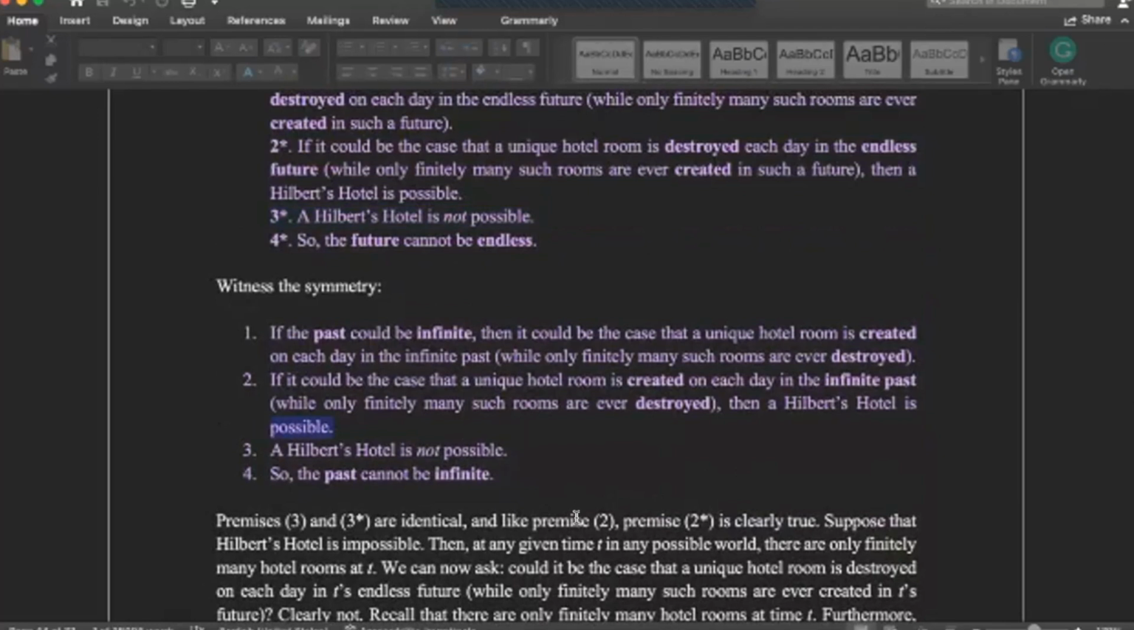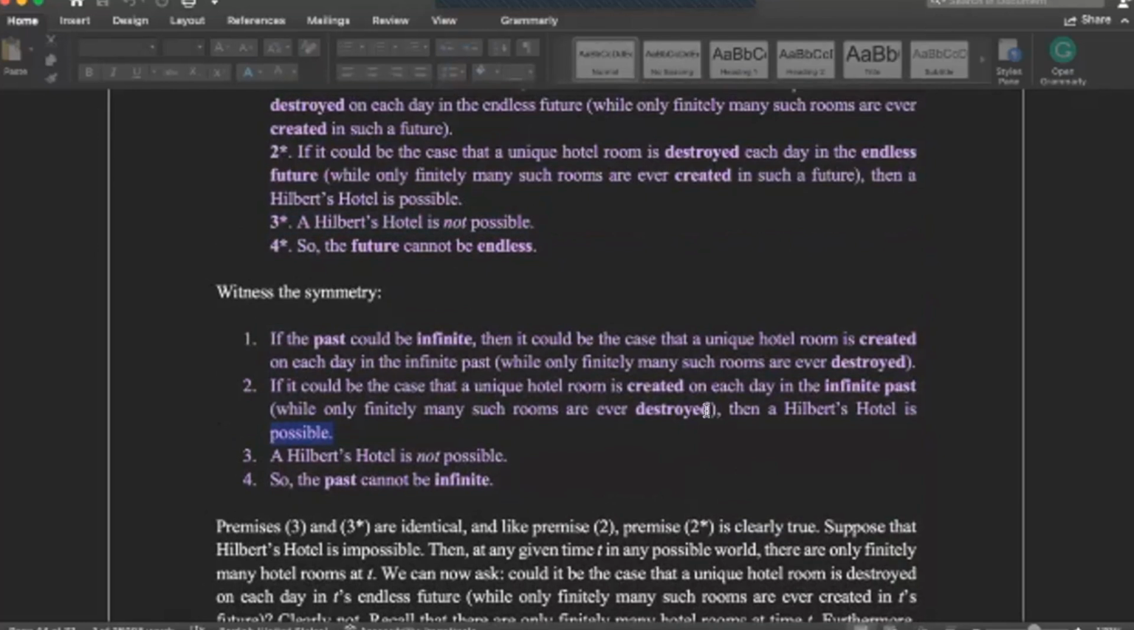And premise 2 star is clearly true. I hope you can just see that intuitively. I'm going to go through a demonstration here, just in case you can't. If you're destroying a unique hotel room on each day of the endless future, and you're only ever constructing finitely many such hotel rooms throughout the endless future, then there's going to be a Hilbert's hotel in the present, because you need infinitely many rooms to be able to destroy a unique room on each day of the endless future, while only building finitely many such rooms.